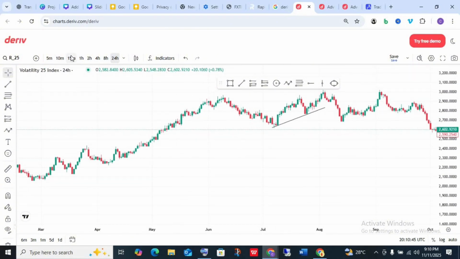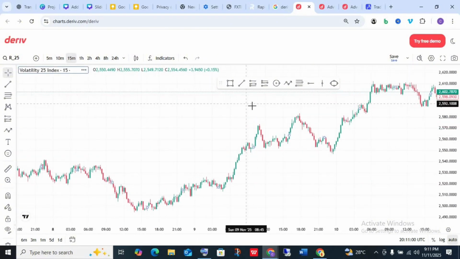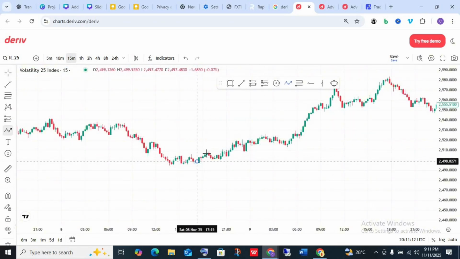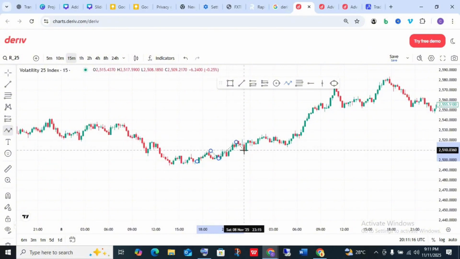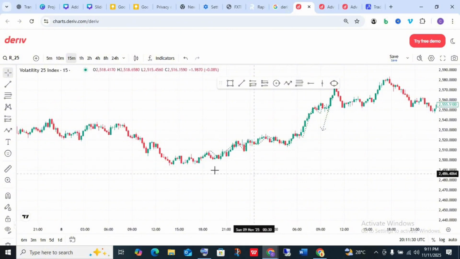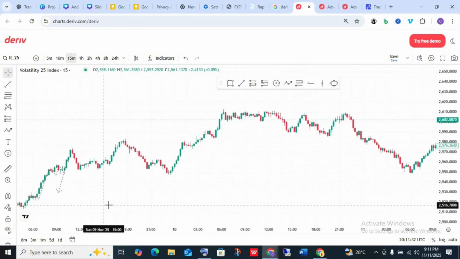Now you see, let's go to the 15 minutes time frame. You can see what I was saying right here. Let me use this. Higher high, higher low, higher high, higher low, higher high here, higher low, higher high, higher low. Like that, you can see the market is moving in that same pattern. This is an uptrend.